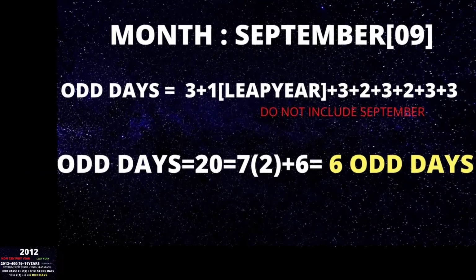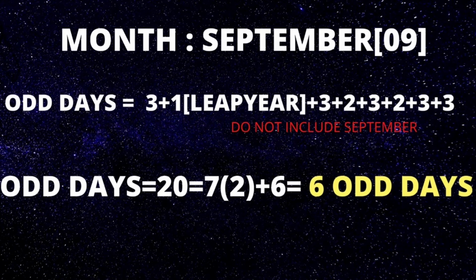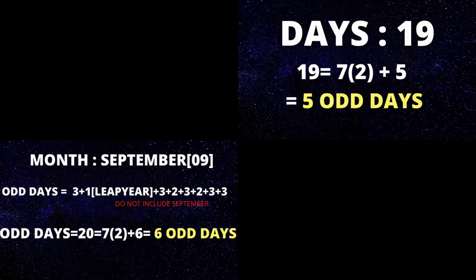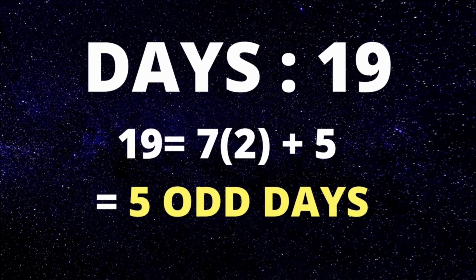Next, coming to the month part, again, do not include the month for which you are calculating. Add up the odd days from all months before September. Careful with February. Know whether it is a leap year or not and calculate accordingly for February. Total odd days is 20. And again, when we divide and take the remainder, we get 6 odd days. Finally, calculate the number of odd days from the day component, which is 19, which can be divided into 2 complete weeks and 5 odd days.